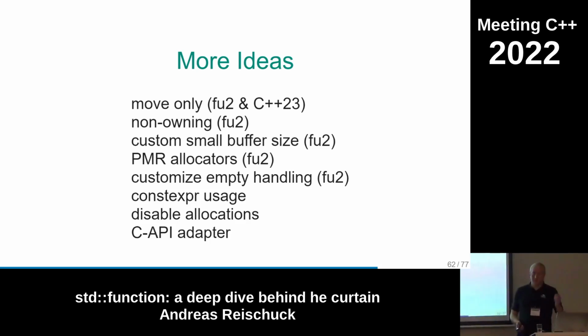And then one more thing I implemented and needed is a C API wrapper, where you say I have a function object and I have a C API, and the C API gets a void pointer and a void function pointer, and I want to make this work. So I want to extract these two C pointers out of my function object.